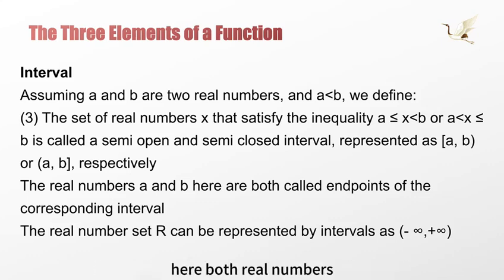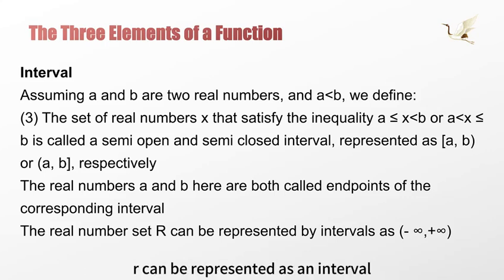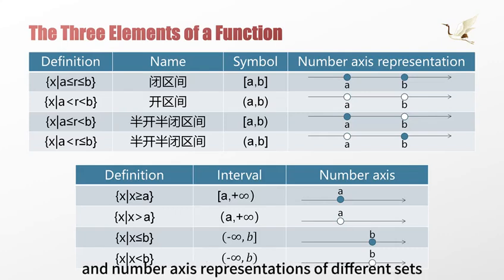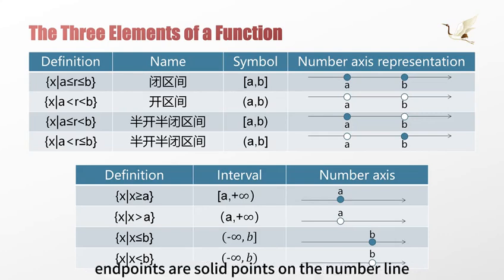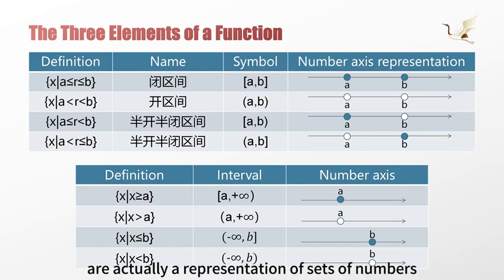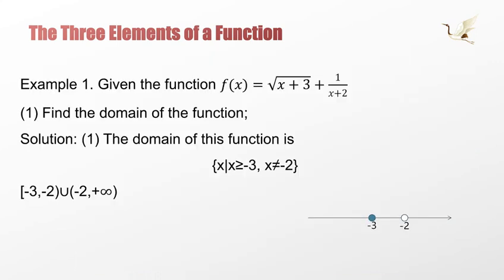Here, the real numbers a and b are called the endpoints of their respective intervals. The real number set R can be represented as the interval from negative infinity to positive infinity. Next, we will present the interval and number axis representations of different sets using a table. It can be seen that points containing interval endpoints are solid points on the number line. If it does not include the endpoints of the interval, it is a hollow point on the number line. Through the definition of intervals, it can be found that intervals are actually a representation of sets of numbers.